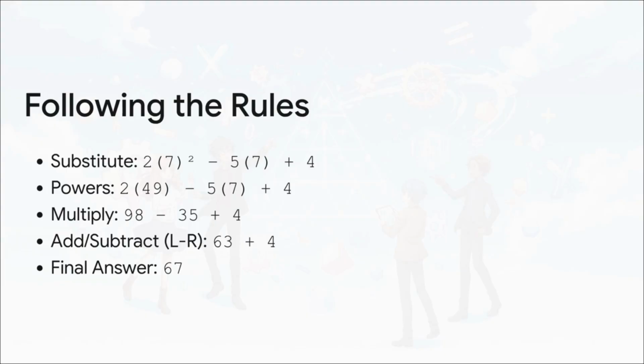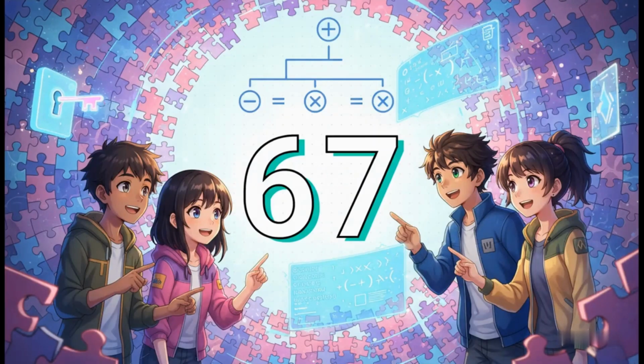And for the last step, we just add and subtract from left to right. 98 minus 35 is 63, and 63 plus 4 is 67. There it is. That puzzle that looked so intimidating at the start, solved. It really is just about following those steps in the right order.